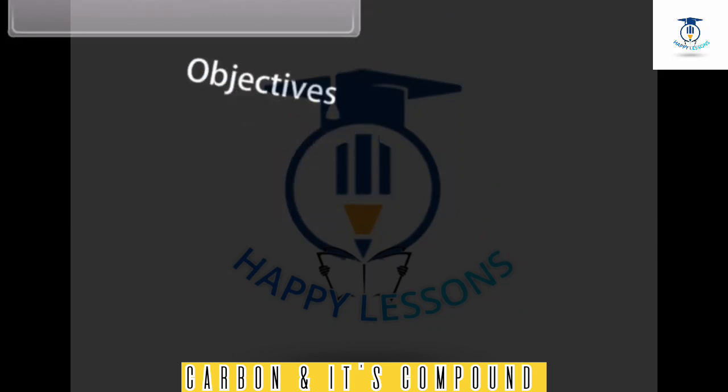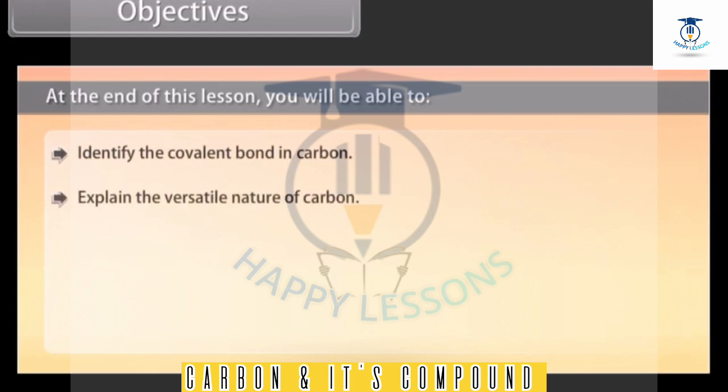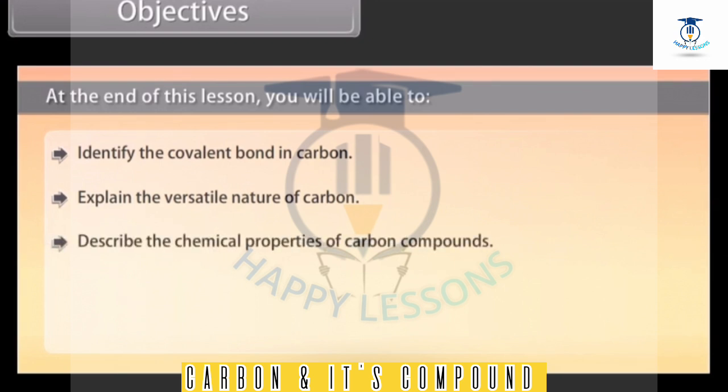Objectives. At the end of this lesson, you'll be able to identify the covalent bond in carbon, explain the versatile nature of carbon, describe the chemical properties of carbon compounds, describe important carbon components.